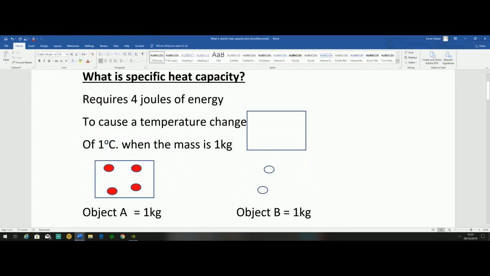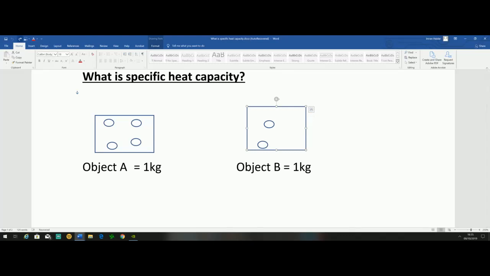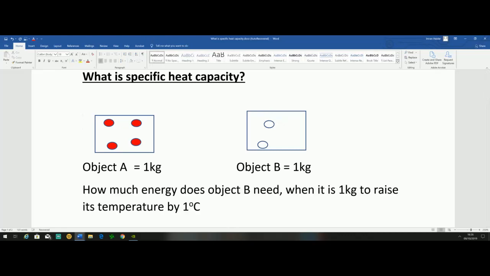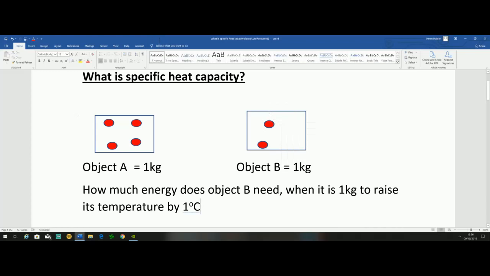Right, so we need 4 joules of energy to cause a temperature change of 1 degree Celsius when the object has a mass of 1 kilogram. So if we now do the same for box or object B, and we say, well, what's the specific heat capacity of this? Well, that is basically saying how many joules per kilogram per degree Celsius, right? And the answer to that is 2. So here the specific heat capacity of this object B is 2 joules per kilogram degree Celsius.